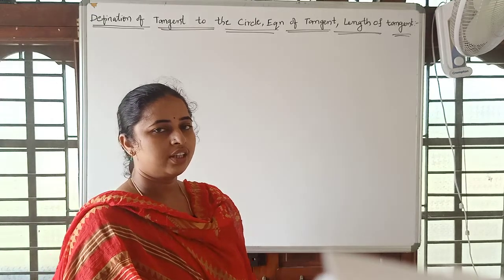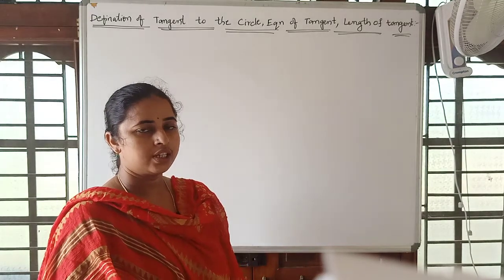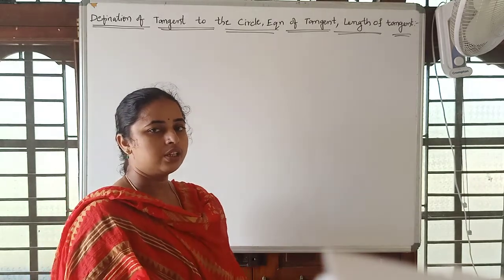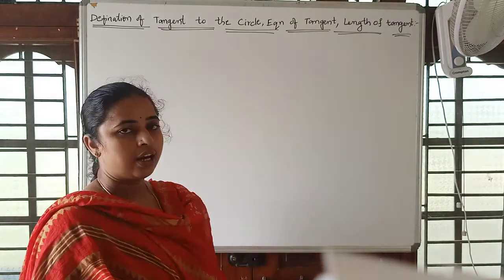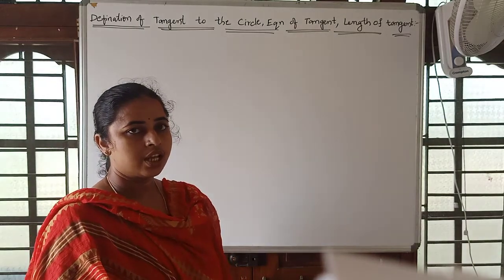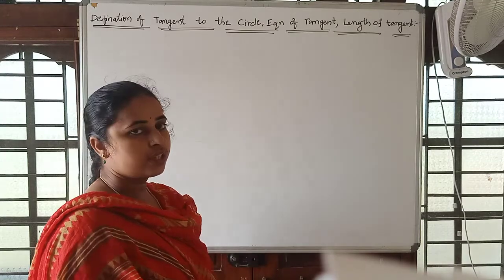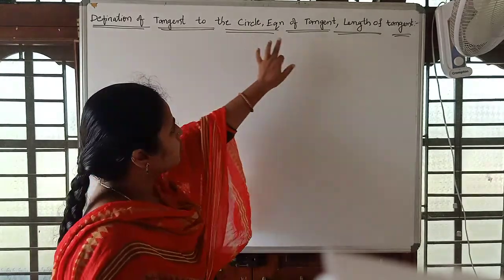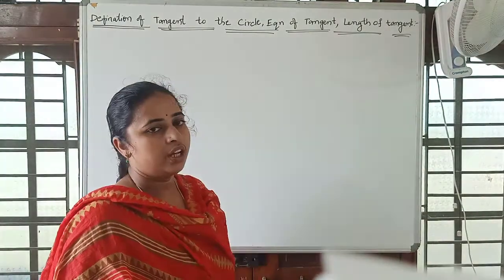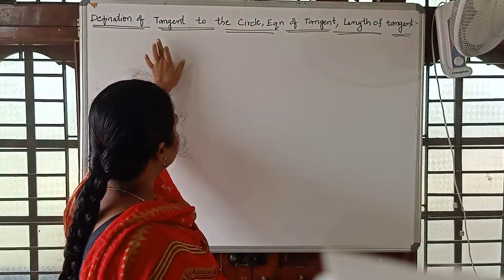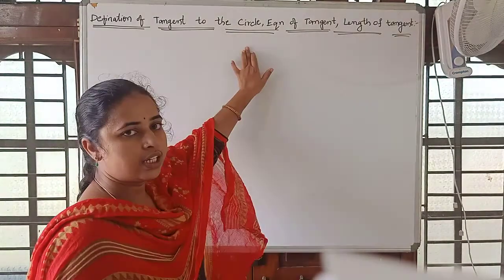Hello everyone. In the last class, we discussed some problems on circle of the given triangle or some conditions. Now today we are going to discuss tangent to the circle, equation of the tangent, length of the tangent. Now first see what is the definition of the tangent to the circle.